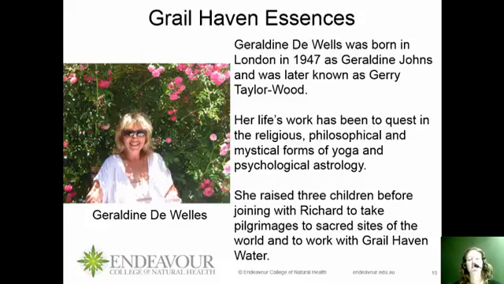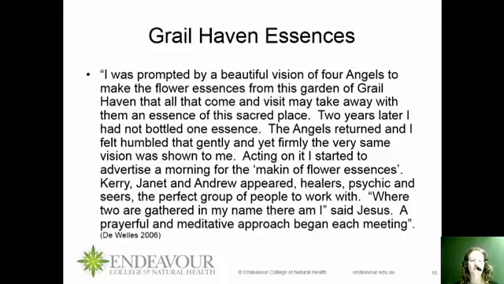The next is Grailhaven essences. Grailhaven from Mount Tambourine. Geraldine de Wells was born in London. She is a known astrologer and yoga teacher, and she generally runs pilgrimages throughout sacred sites around the world yearly, and is also quite well known for the Grailhaven water, which is what the Australian bushflower essences use as their form of spring water.